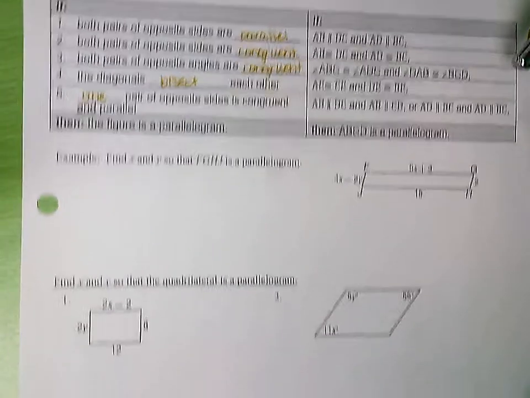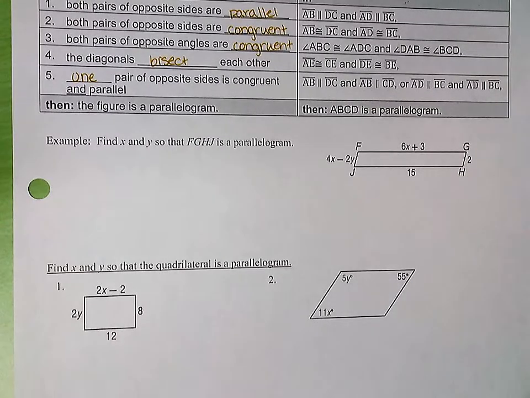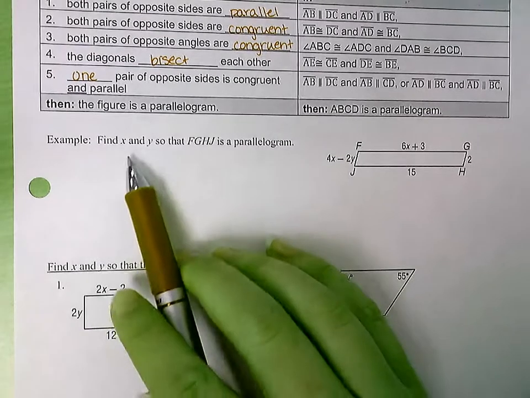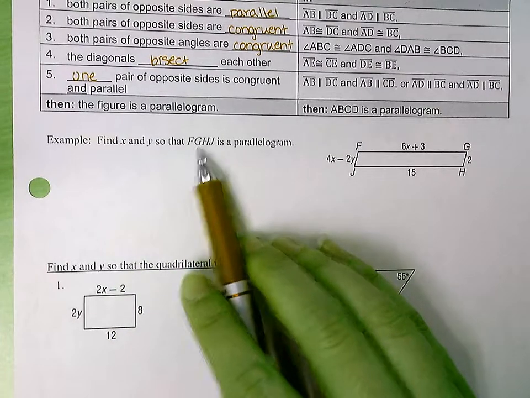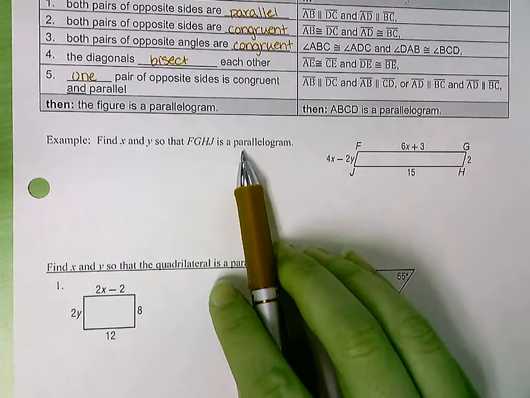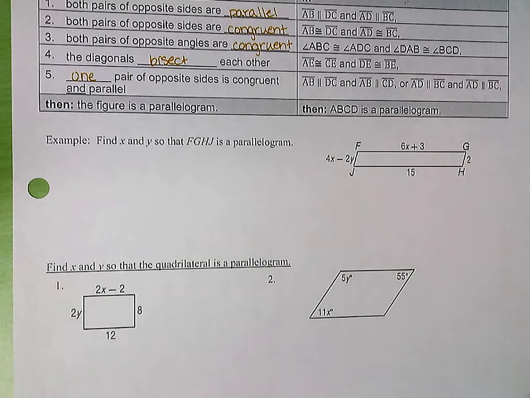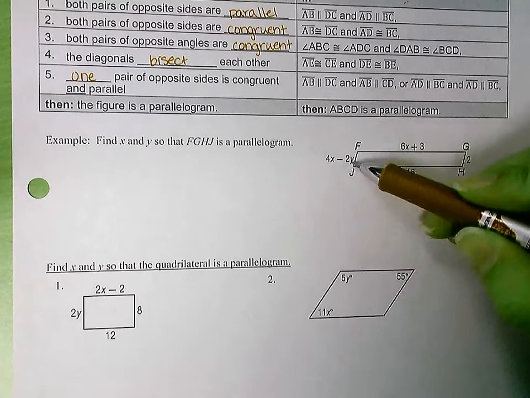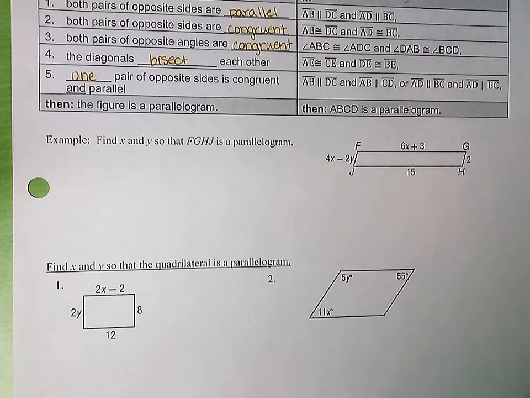Okay, so next what we're going to do is kind of what we did the past 2 days, except now we're thinking about it as we want to make this a parallelogram. So we do the same thing. We'll go through it. So we want to find x and y so that FGHJ is a parallelogram. So since we're given the sides, in order for that to be a parallelogram, those opposite sides need to be congruent. So we want to find x and y to make those sides congruent to each other.